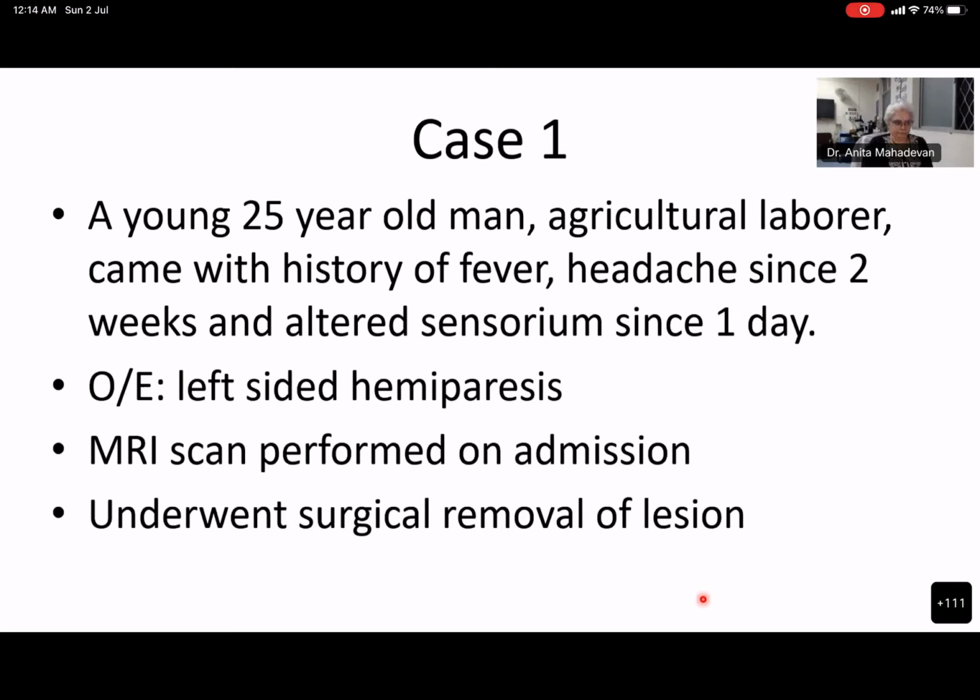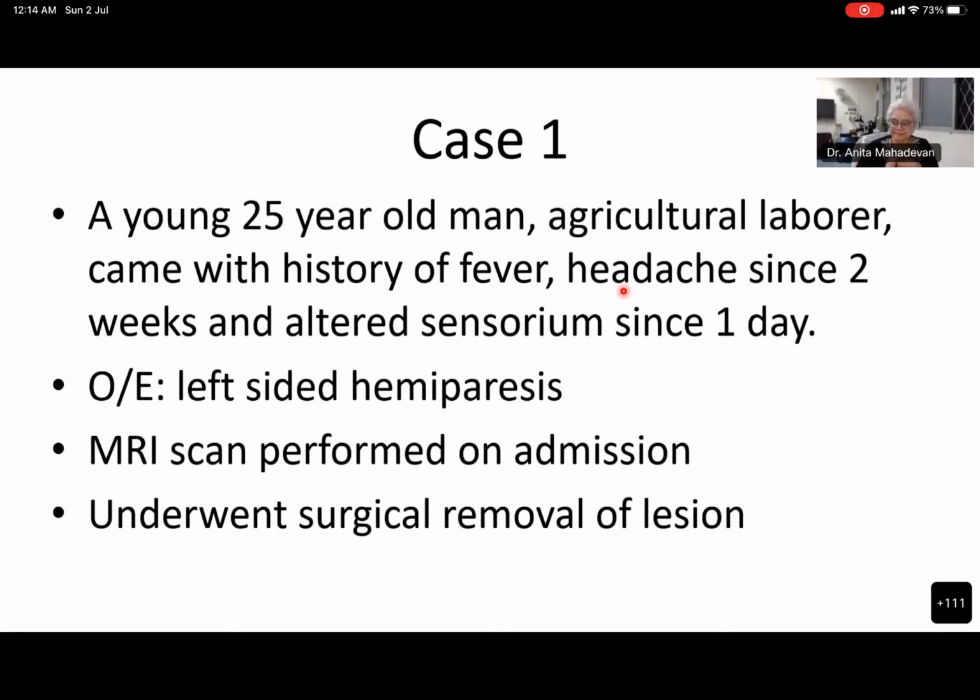Ma'am, according to history, patient has fever and headache. So our first diagnosis goes towards brain abscess. One more point to say it is an abscess: fever, headache, and there is swelling of the brain because of an infection. Altered sensorium, 1 day, which again tells you it is brain swelling.